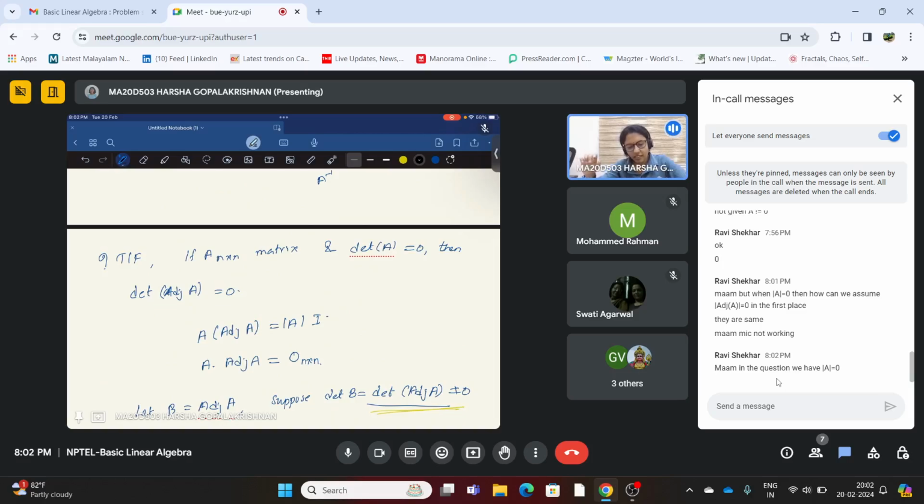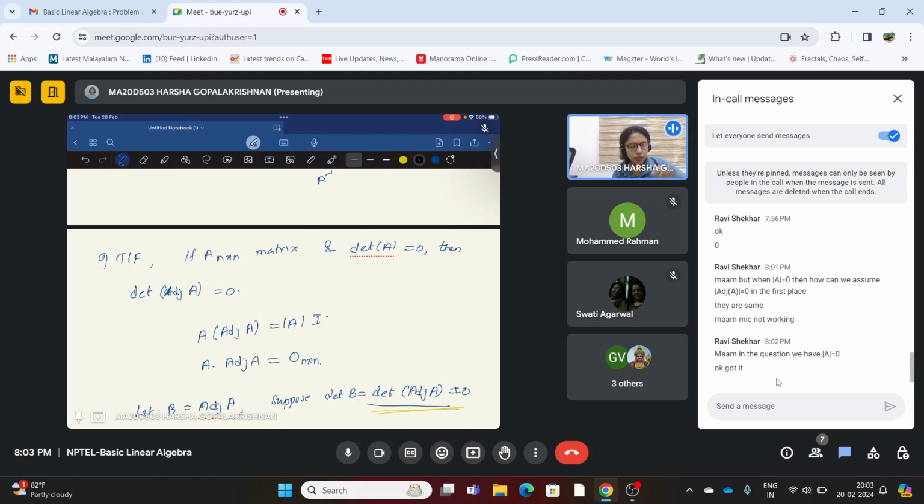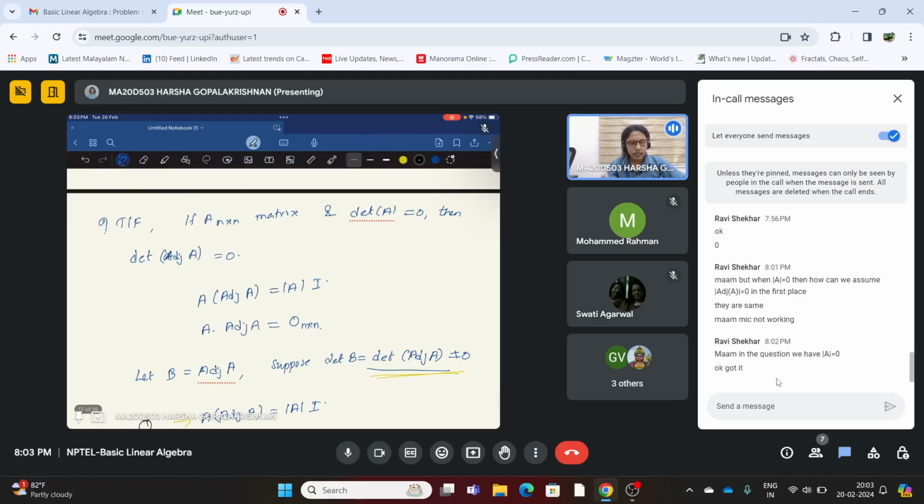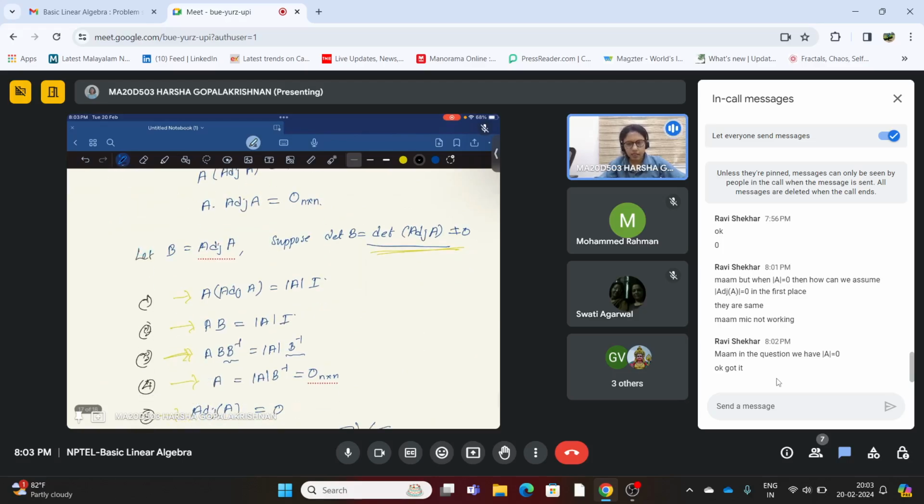Yeah, the question is, if determinant of A equal to 0, whether determinant of adjoint of A equal to 0 or not. So we have proved it is true. As of now, we know determinant of A equal to 0 implies determinant of adjoint of A equal to 0. We were not knowing that. Now we proved it. So that is the proof given as the answer.